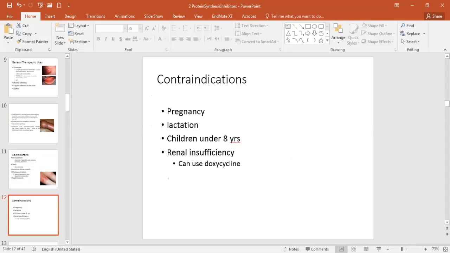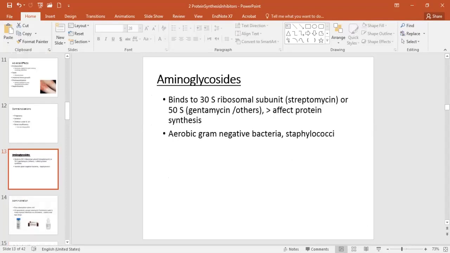Contraindicated in pregnancy, lactation, children under 8 years, as we said before. إنه ليش؟ إنه يسوي incorporation into the bone، وهذول بعدهم they are growing and it leads to teeth discoloration. Renal insufficiency, as we said before, we can use doxycycline in renal insufficiency.